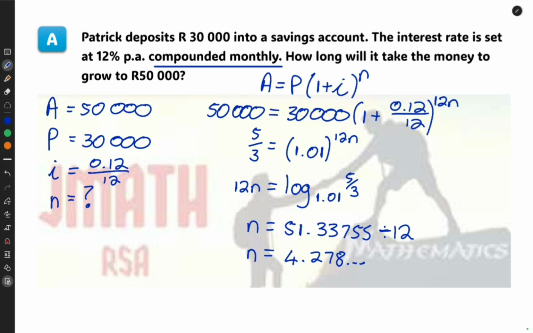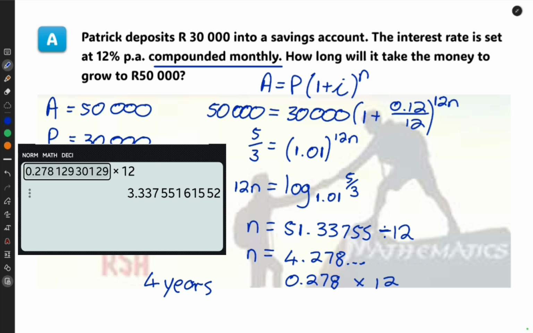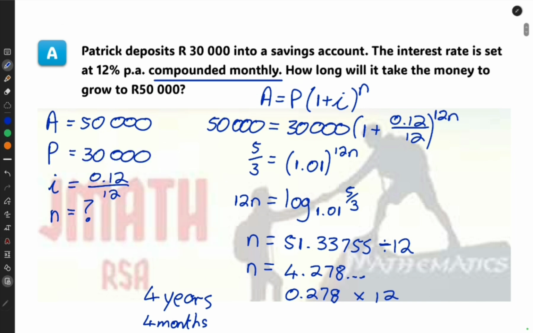So I know this is 4 complete years, so therefore the answer is 4 years. But I need to figure out how many months this is. And how you do that is you subtract the full years. So I'm going to subtract 4, and then I'm going to multiply this by 12. When I type that in my calculator, this would be the answer. And then I always need to round up, because they ask how long will it take to reach 50,000. So if it's 3 months, then it didn't reach 50,000. So I'm always going to round up and say it was 4 years and 4 months before this reached 50,000. There we go. That is the answer, and that's how I use logs in finance.